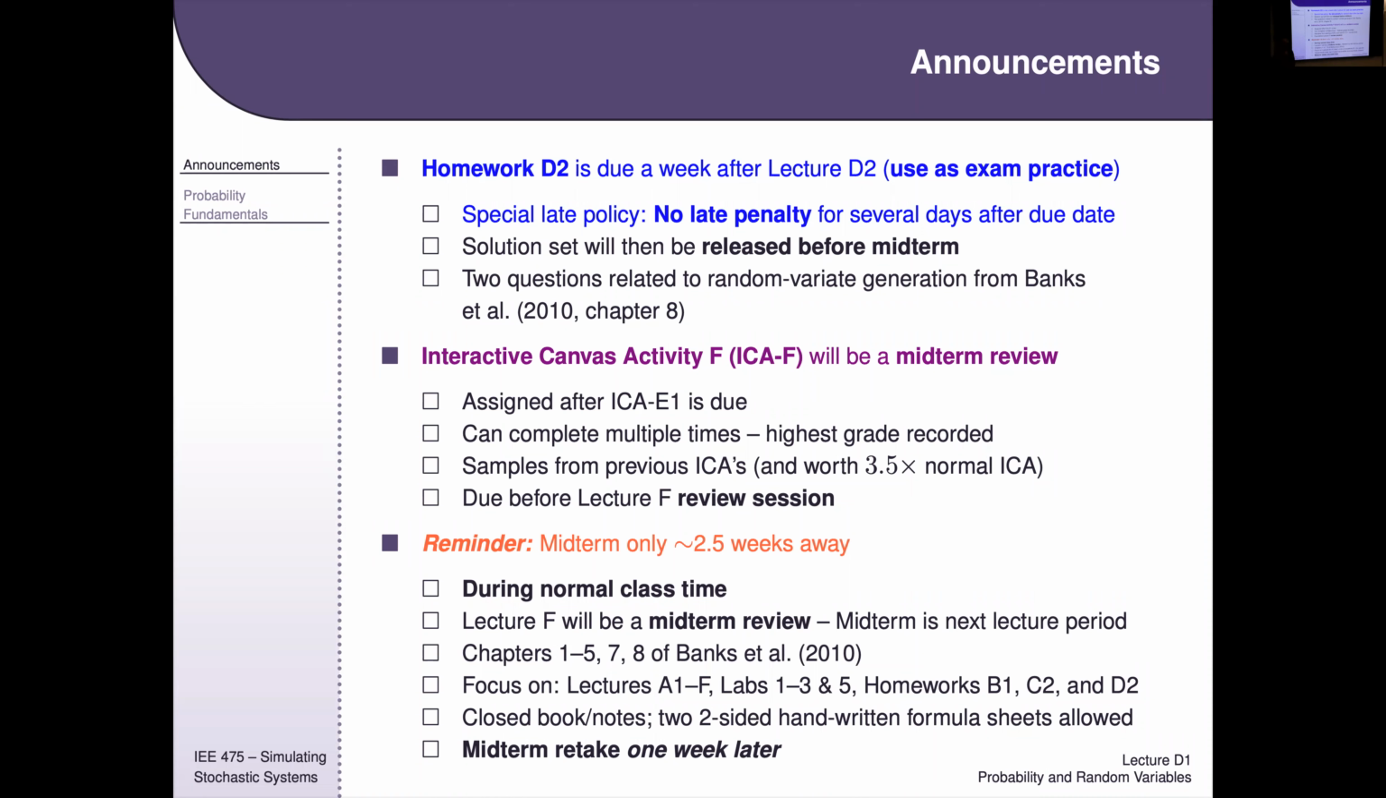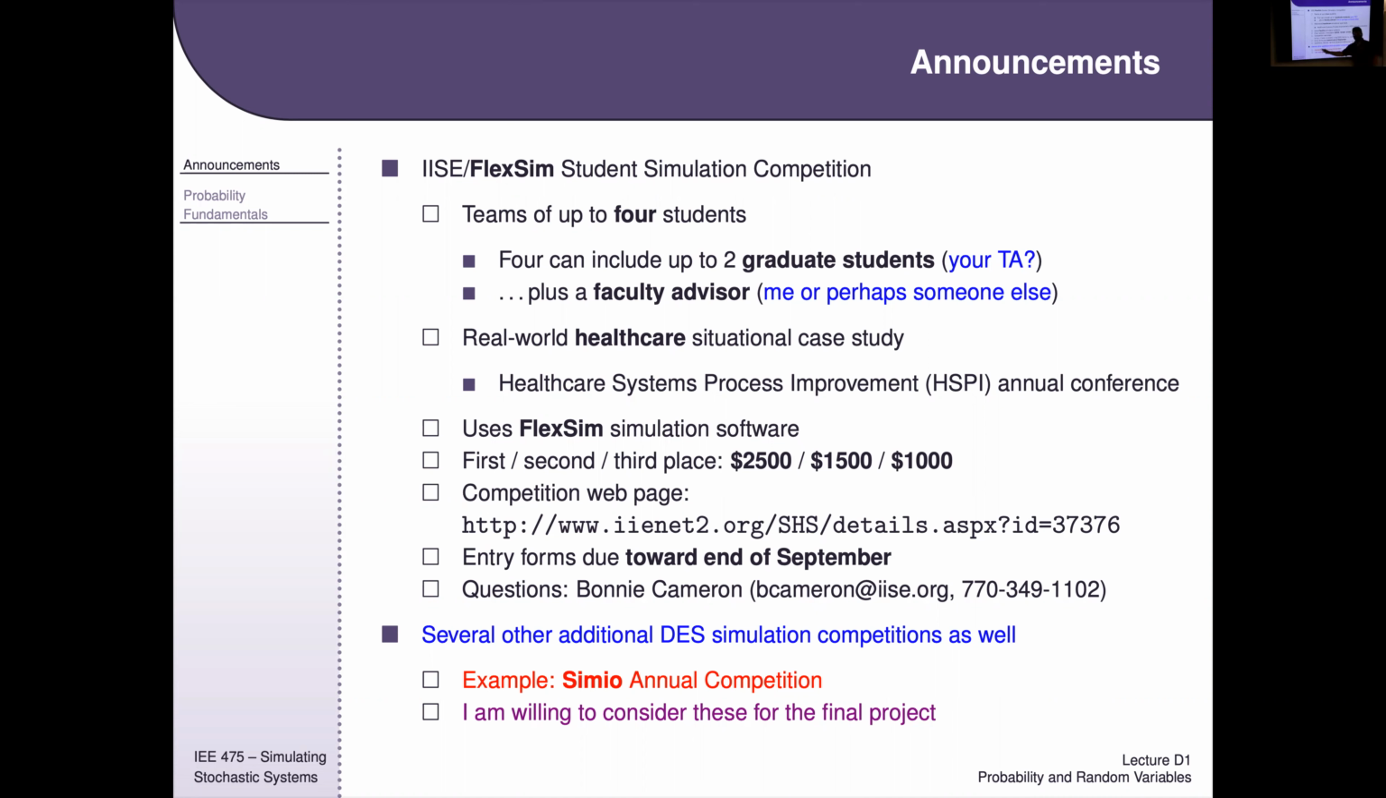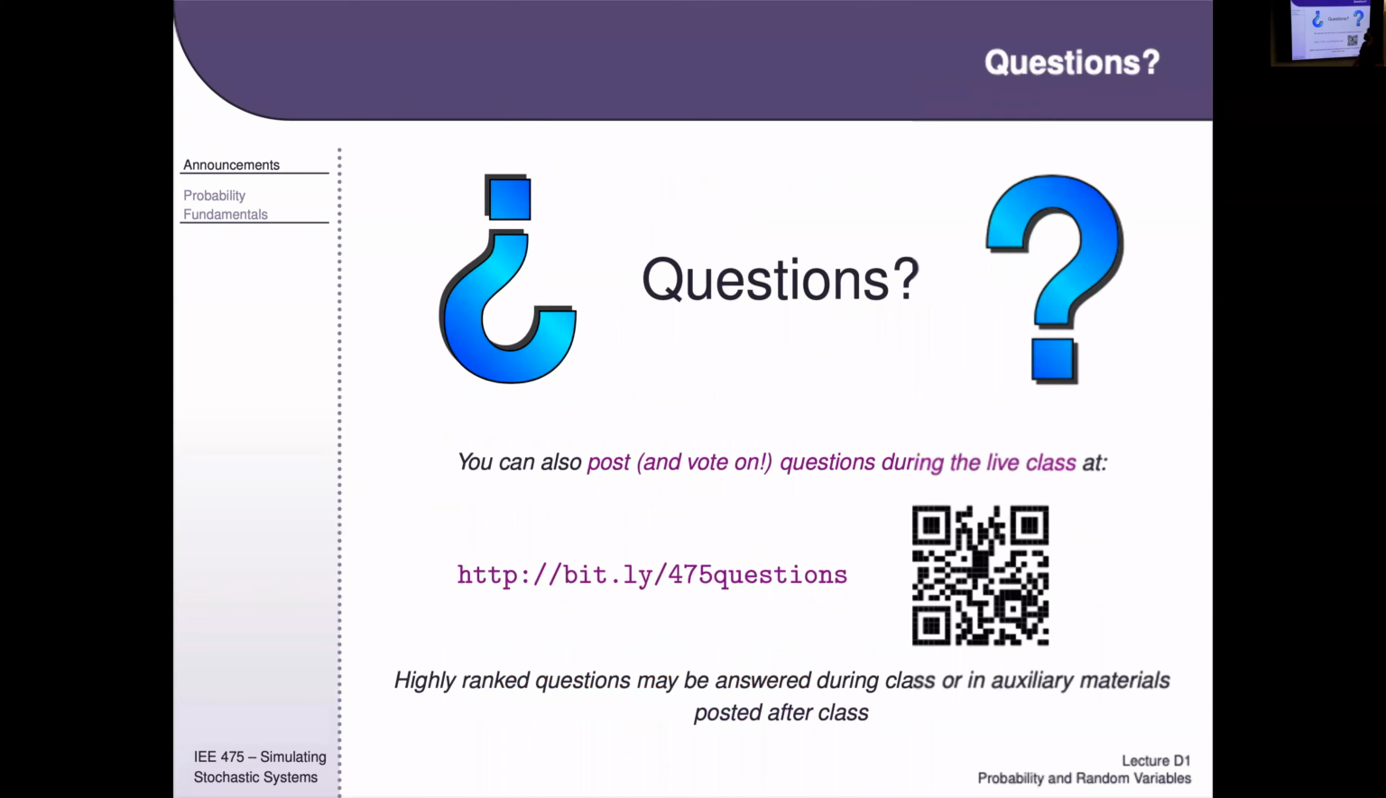Again, reminder, the arena competition, a possibility for the final project, is totally optional, but entry forms are due September 30th. If you're interested in the healthcare one and would like to try FlexSim instead of Arena, its entries are due September 20th. So it's a lot sooner. I don't know all the details of the Semio competition or some of the other competitions, but I'm happy to entertain those, just be careful because a lot of times they do have entries due this early in the semester. Okay, so any other questions?